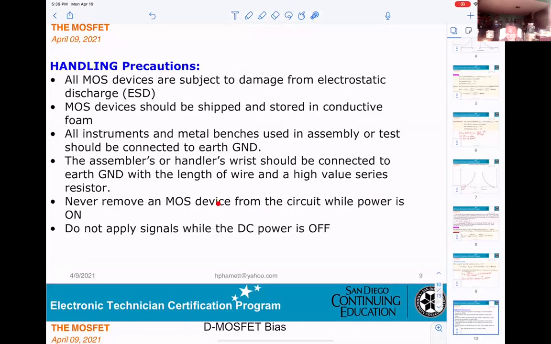Never remove any MOSFET device from the circuit while power is on. You are a technician, you have to be careful. Make sure you understand, okay? That means if the power is still on, you cannot remove the circuitry with the MOSFET. Do not apply signal while the DC power is off. Okay, that's for handling. Make sure you keep reading to avoid doing something you're not supposed to do.